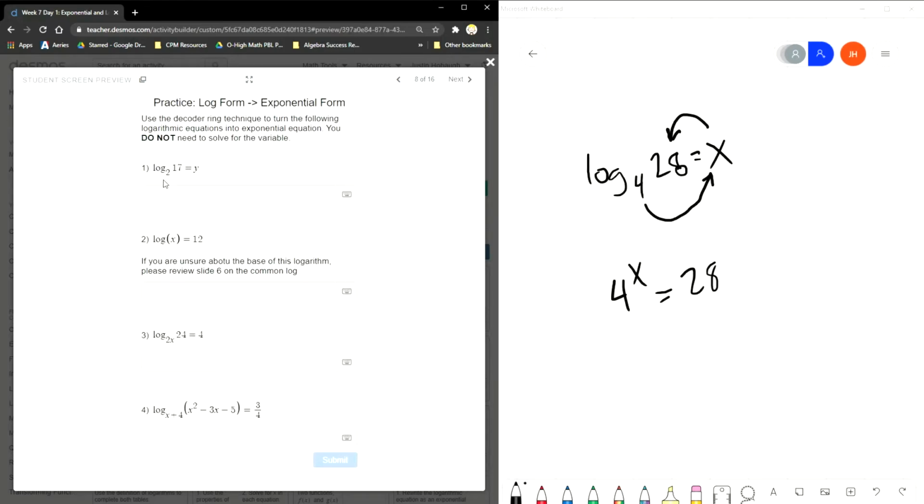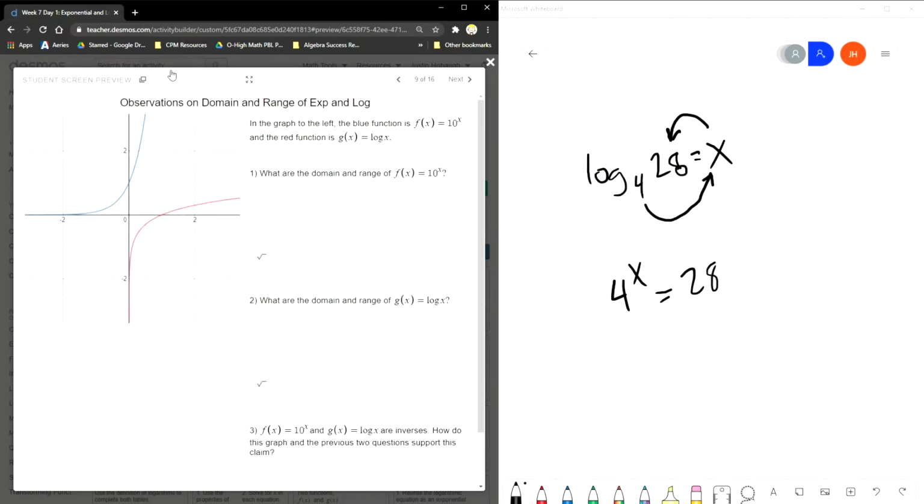And then this is the practice. I'm going to leave that one up for you guys. I want y'all to do that yourself. And now we get to slide 9.